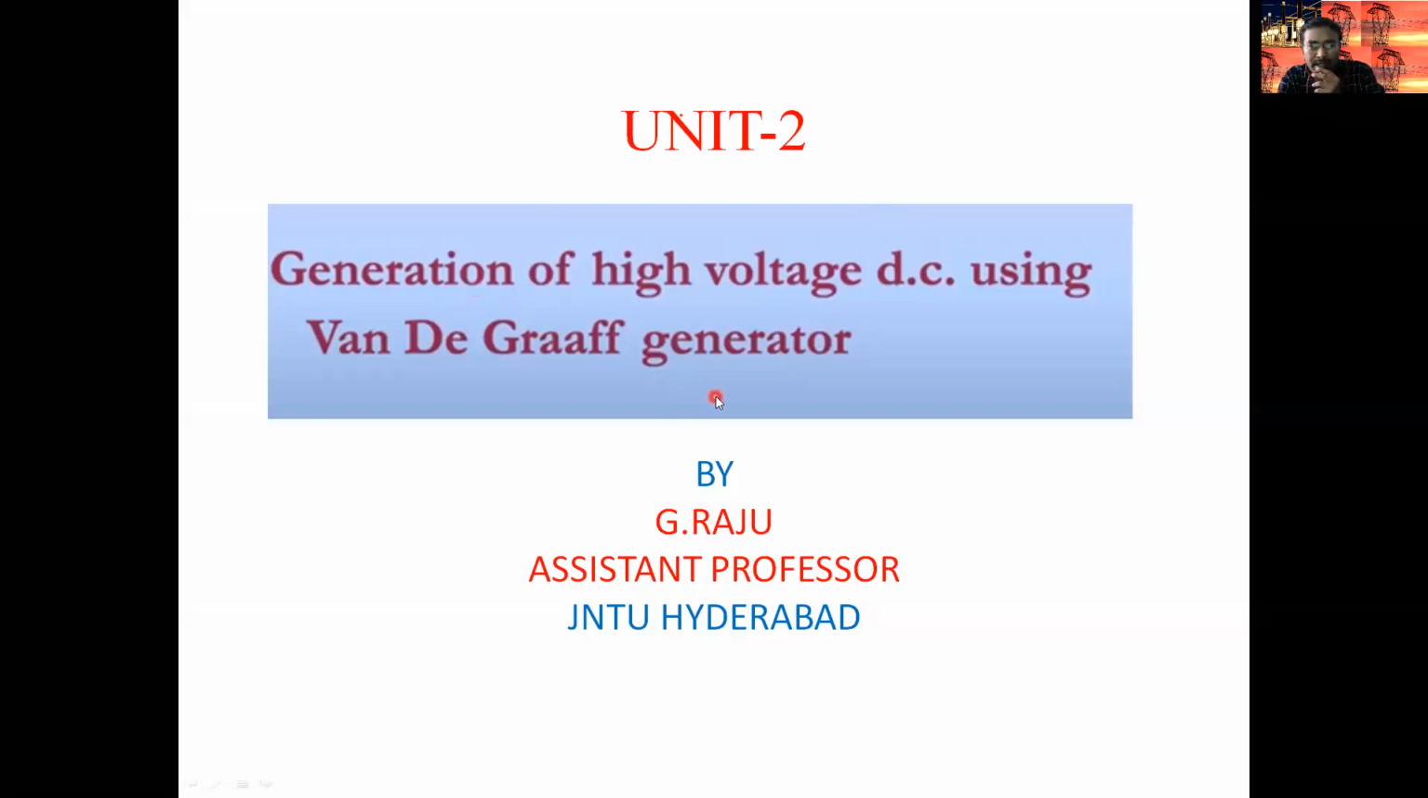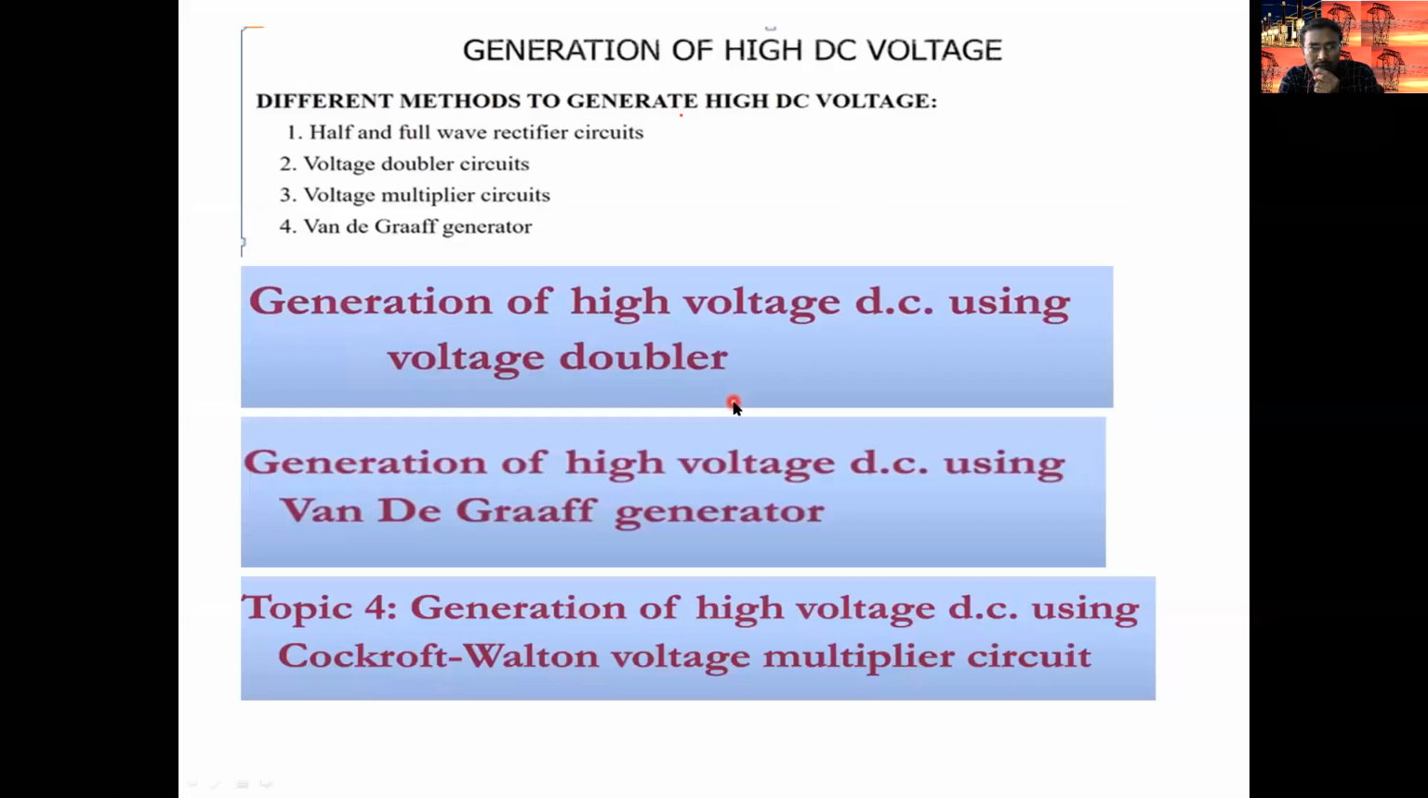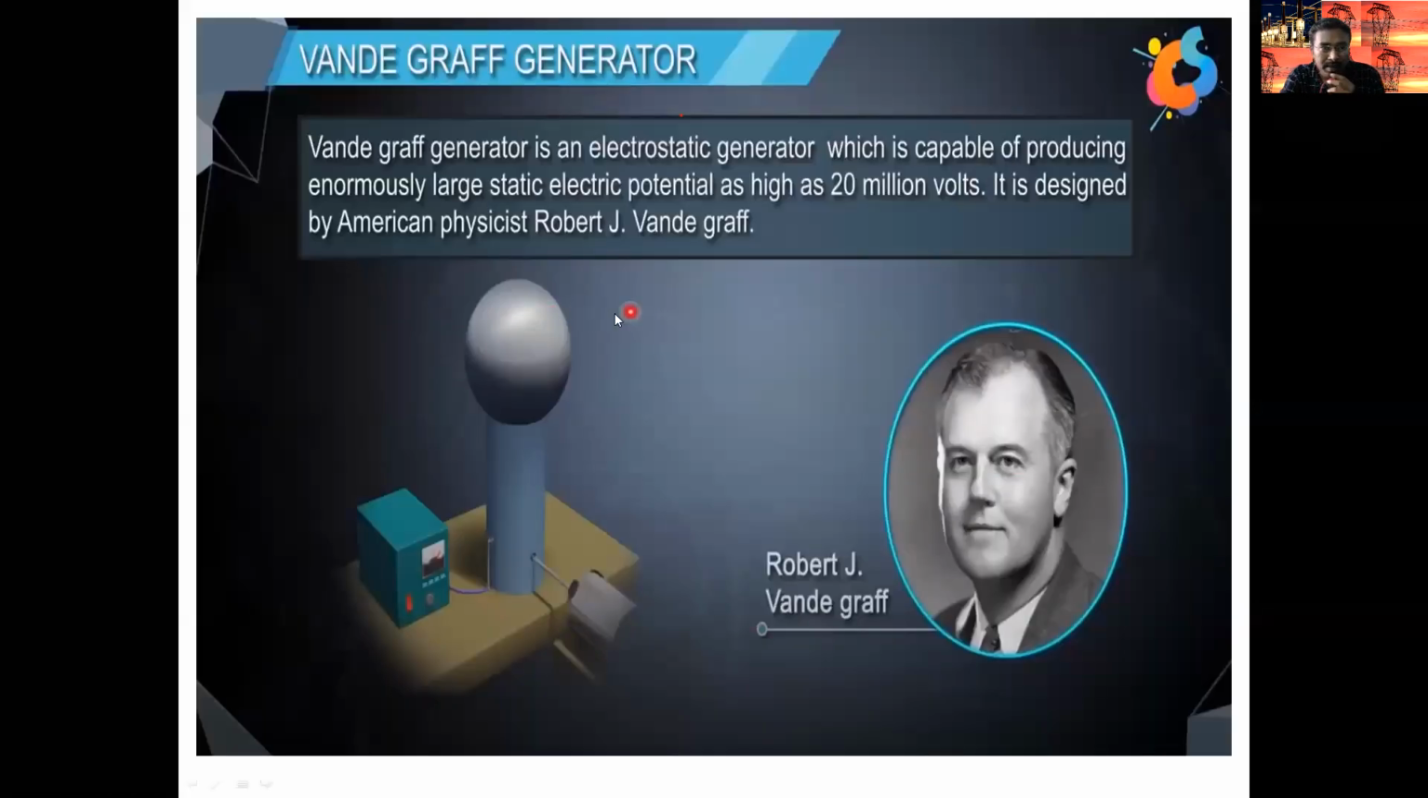This is one of the experiments. By using this experiment, we can generate very high voltages, that is called static high voltage. Static electricity generation can be done by using the Van de Graaff generator. So these are the different topics. First, the Van de Graaff generator principle.